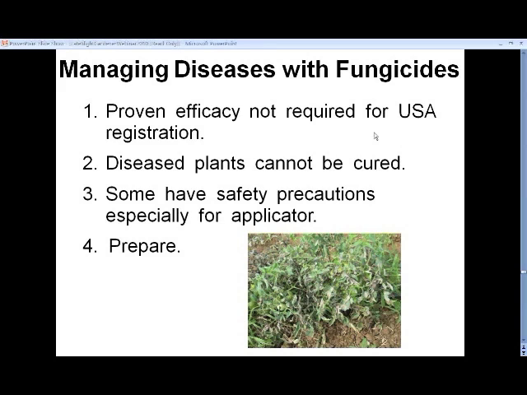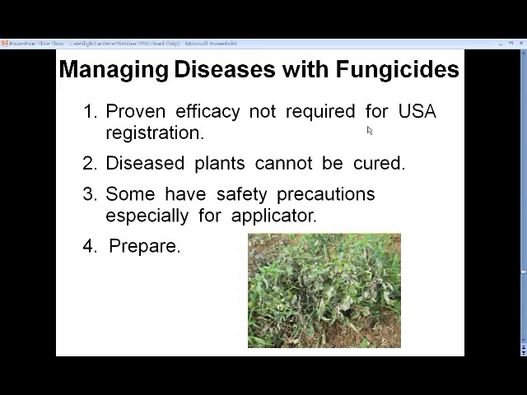If you're going to use fungicides to manage your diseases, first, there are several out there. What you need to realize is that efficacy is not a requirement for a fungicide to be registered in the United States. Fungicide and other pesticides, the registration is done by the Environmental Protection Agency. The focus is on the safety of the product and what happens to the product in the environment, impact on non-target organisms, how quickly it breaks down. Efficacy is not considered. Important fact.